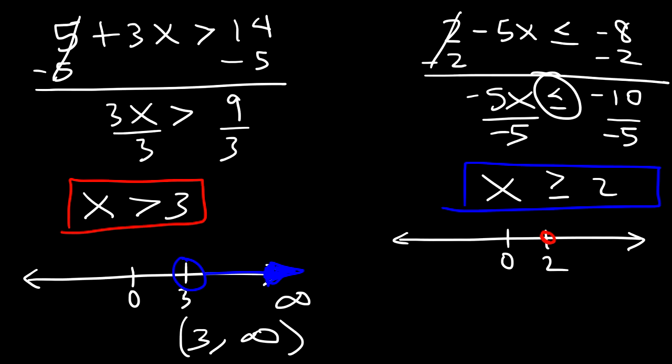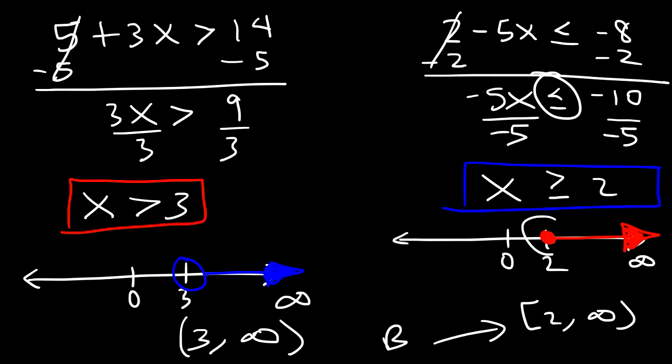So this time we're going to use a closed circle, and we're going to shade towards the right because x can be greater than 2. So in interval notation, it's from 2 to infinity, using brackets, since 2 is included.